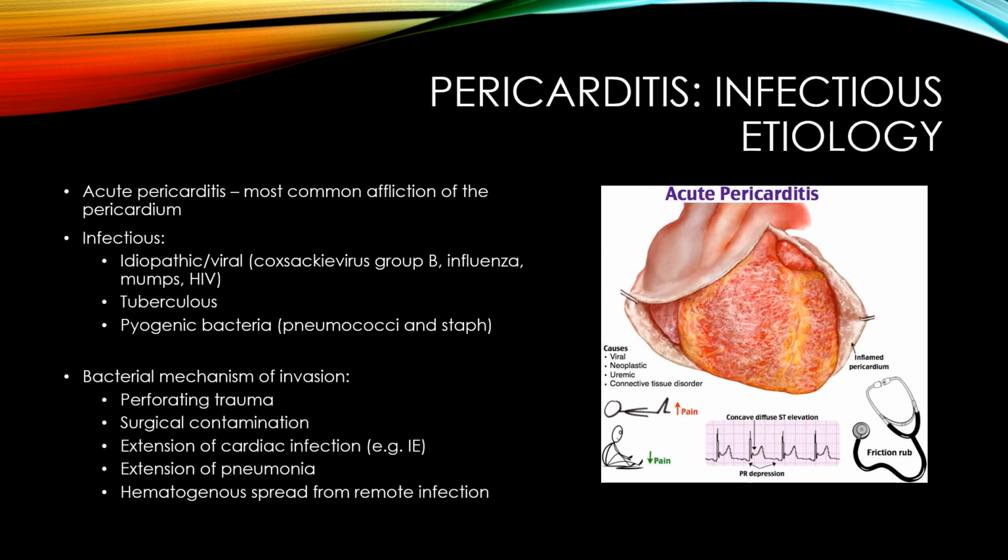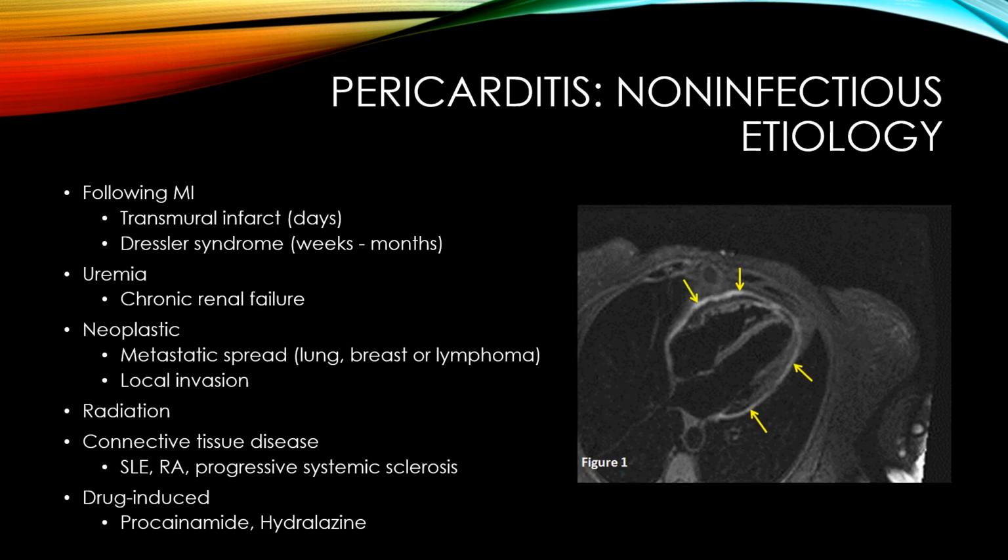Extensions from other organs: you can have a pneumonia that extends to the pericardium. Or it could have spread somewhere in the blood, right? So we call it hematogenous spread from a remote infection. Some non-infectious causes are following an MI, usually within the first 24 hours or so, from a transmural infarct, that can cause irritation. Again, transmural, because if it goes across the whole wall, that inflammatory response can irritate the pericardium.